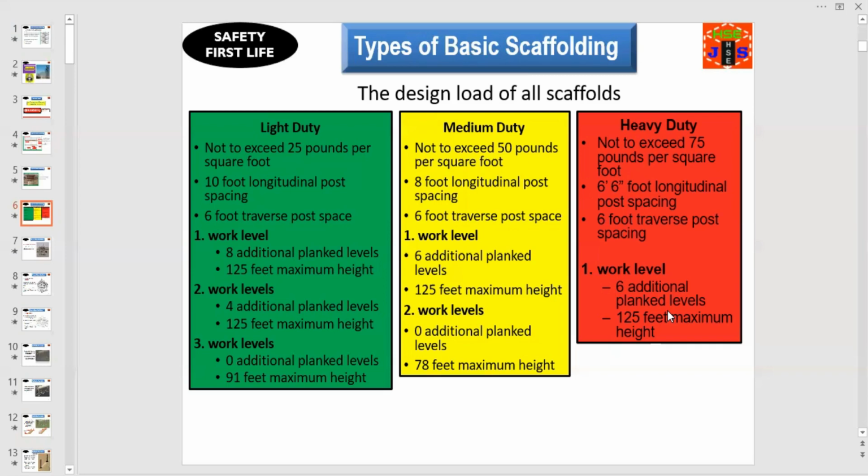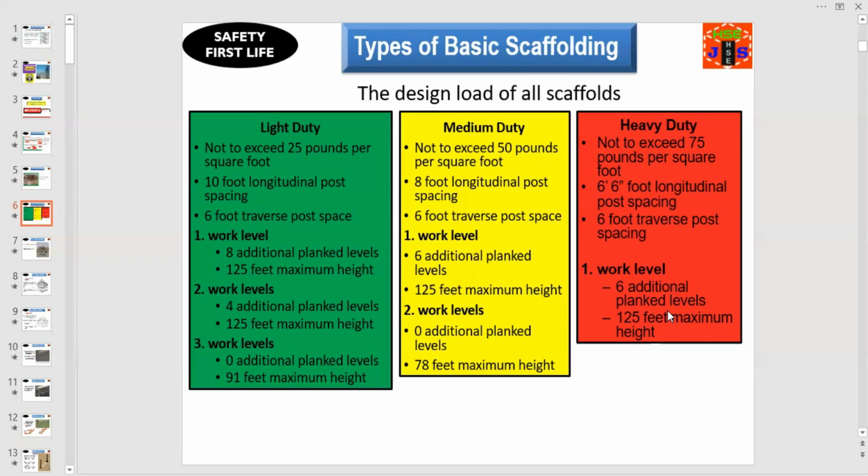In the medium duty scaffold, not to exceed 50 pounds per square foot, 8-foot longitudinal post spacing, and 6-foot transverse post spacing. Work level number one, 6 additional plank levels and 125 feet maximum height. Work level 2, 0 additional plank levels and 78 feet maximum height. In heavy duty scaffold, not to exceed 75 pounds per square foot, 6.5-foot longitudinal post spacing, 6-foot transverse post spacing. Work level number one, 6 additional plank levels and 125 feet maximum height.